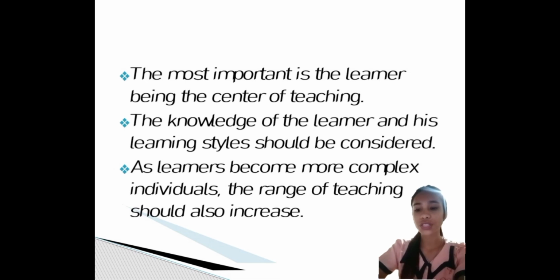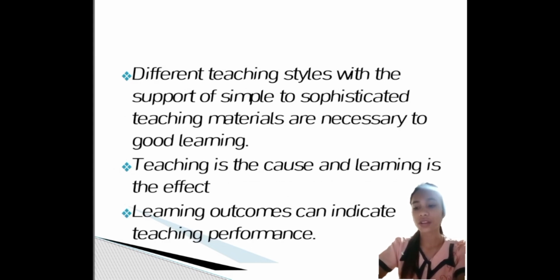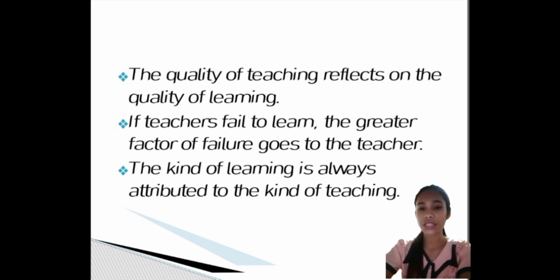Next is, as learners become more complex individuals, the range of teaching should also increase. Next is, different teaching styles with the support of simple and sophisticated teaching materials are necessary for good learning. Next is, teaching is the cause and learning is the effect. So next is, learning outcomes can indicate teaching performance. The quality of teaching reflects on the quality of learning. Next is, if learners fail to learn, the greater factor of failure goes to the teacher. And lastly, the kind of learning is always attributed to the kind of teaching.